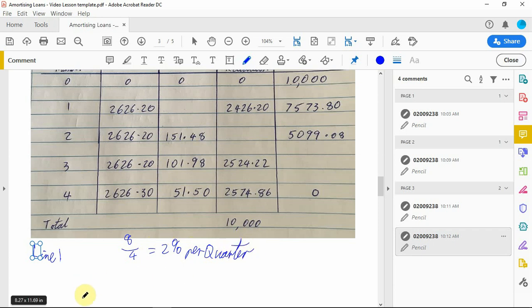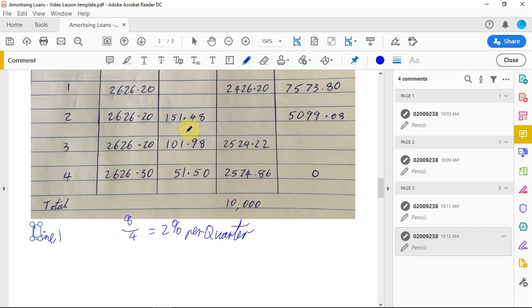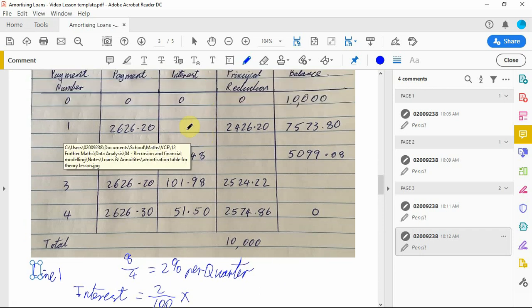So when we work that out, our interest, we're going to do that. So line 1, what's missing? So line 1, the interest is missing. So what are we looking at for line 1? We're looking at 2%, so it's interest. So we're looking at 2 on 100 times our previous balance, and our previous balance from line 1 is up here in line 0, which is 10,000.